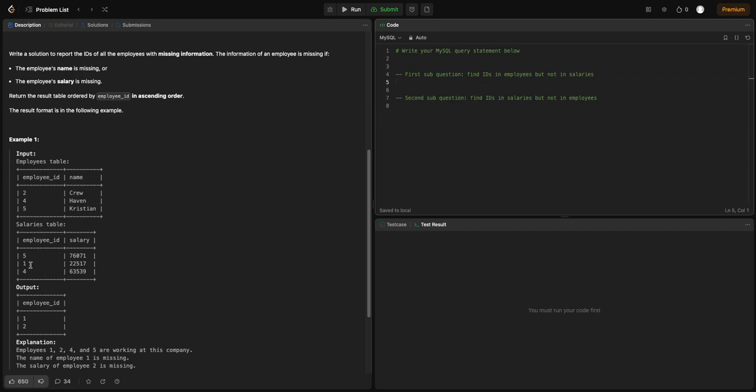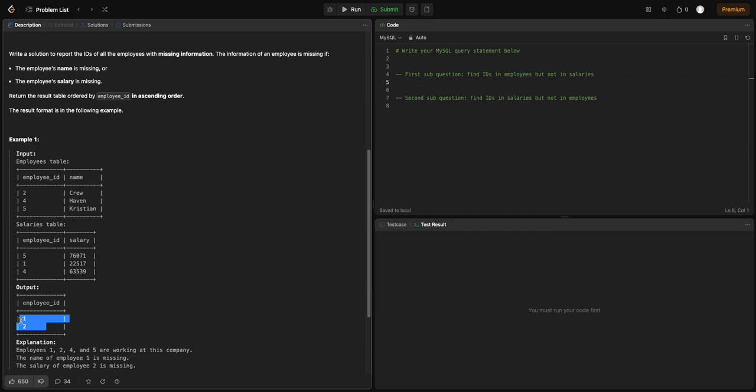We can also observe that the employee ID 1 is present in the salaries table, but is missing from the employees table. And this means that employee ID 1 has missing information with respect to the name. Similarly, employee ID 2 is present in the employees table but is missing from the salaries table. This essentially means employee ID 2 has missing information with respect to the salary. So these are the two employee IDs that are returned in our desired output, 1 and 2. So let's jump straight into writing the query.